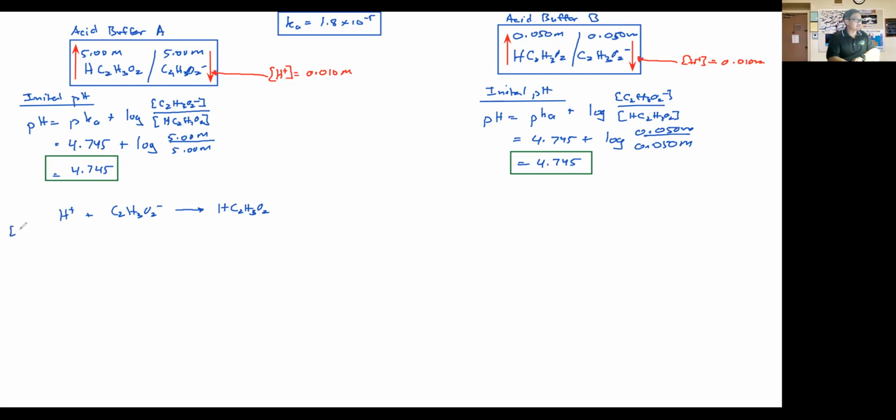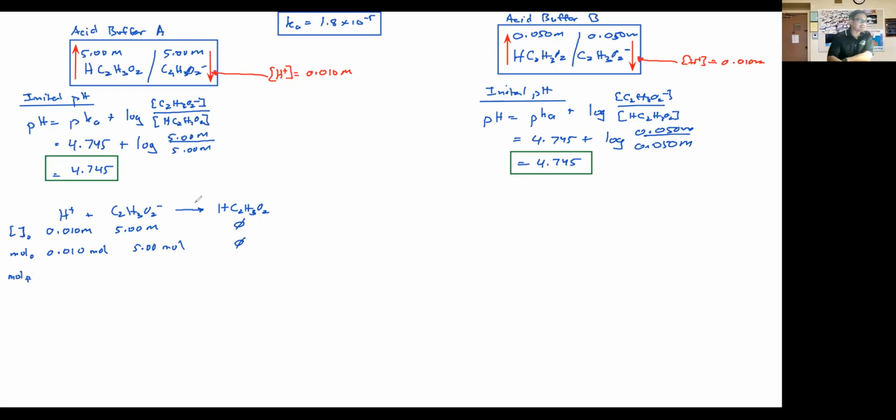The initial concentrations are 0.010 molar of the hydrogen ion, and a 5 molar solution of the acetate for acid buffer A. So the initial moles, in a 1 liter solution, are 0.010 moles of hydrogen, 5 moles of acetate, and again, no acetic acid initially.